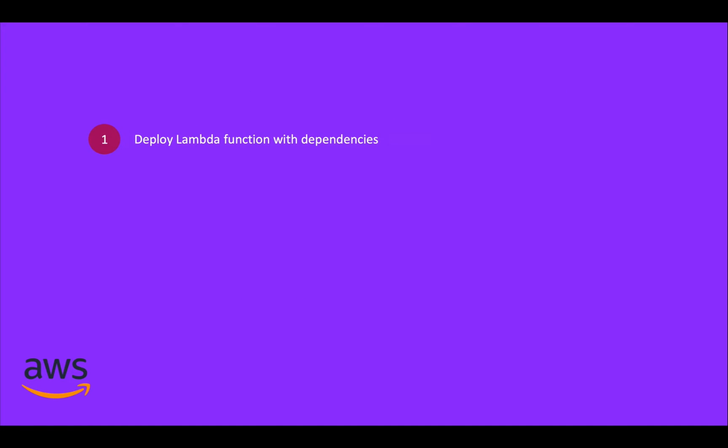In this demonstration, we'll see how to deploy a Lambda function with dependencies, how to deploy API Gateway, testing the application locally, and finally, we will package it and deploy to an AWS account. Okay, let's get started.